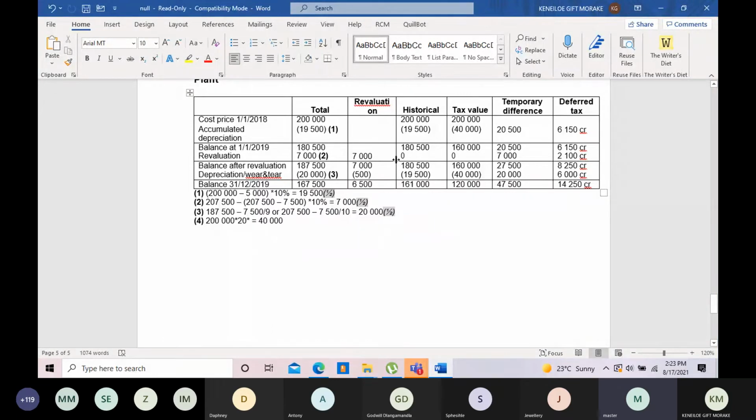Right? So here we have 0, 180,500. You move this one to historical as 85,000. Under historical, you don't have residual values, but you move the totals to this side. You move the total.